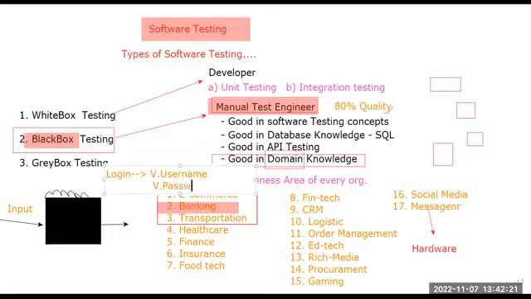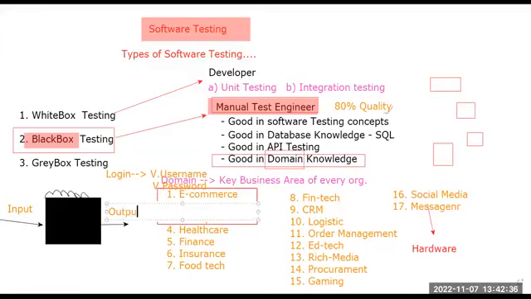I'm just giving a valid username and valid password. So that is my input. I'm providing input to this application, my username and valid password. Now as soon as I click on the login button here, definitely I will be getting some output. Now this output I have to check.